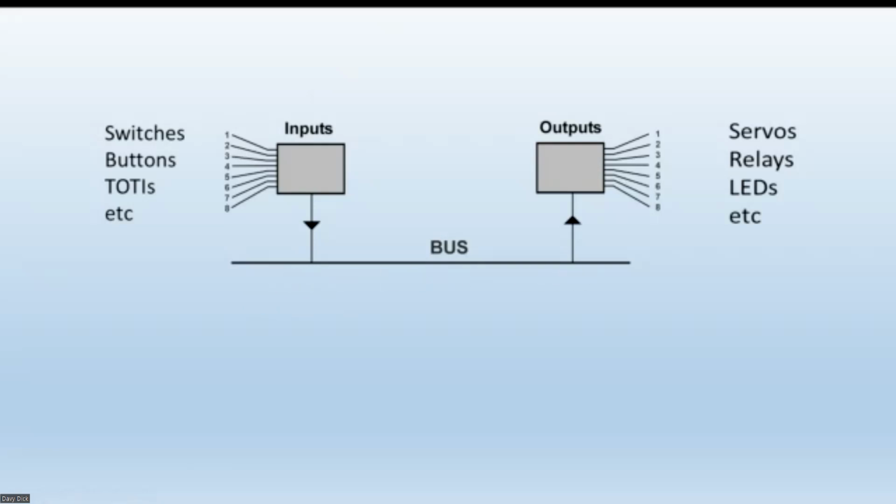So instead of having individual wires running between inputs and outputs, we actually have to send messages. So you throw switch 3, you send a message, "By the way, I've thrown switch 3." "Oh, have you? In that case, I'll put on LED number 3." That kind of idea. It's all messages round the layout on the two-wire bus.